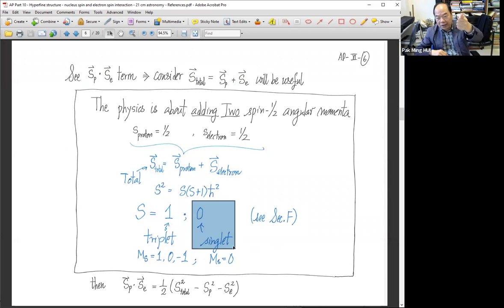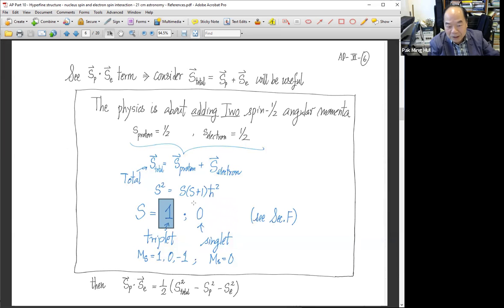So the situation is the same as before. This is the nucleus, it could be up, down. This is the electron, it could be up, down. We have 4 states: up up, up down, down up, down down. This 4 combination can be described using the total S, and then 3 of them belong to the triplet state, and 1 belongs to the singlet state. So no new physics after we take this form into consideration.